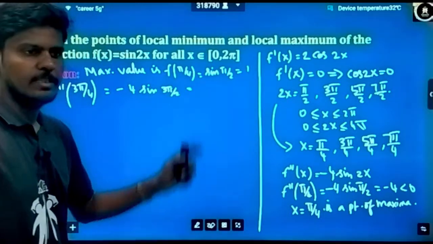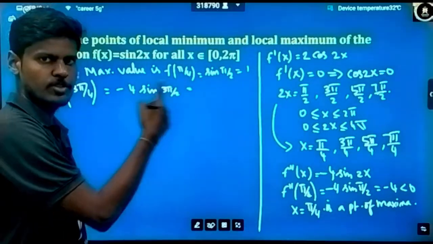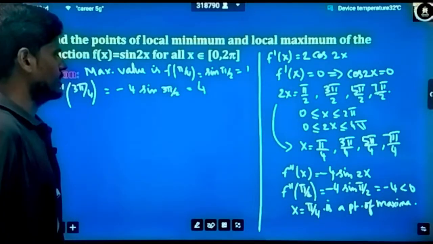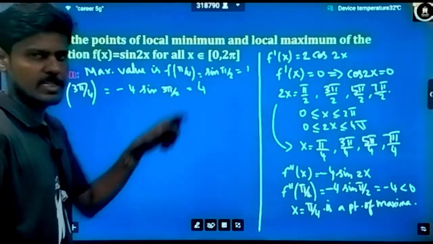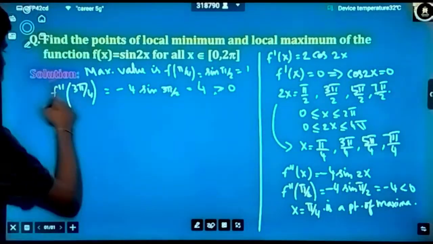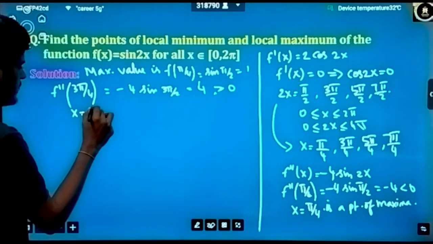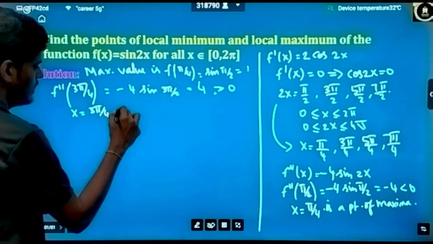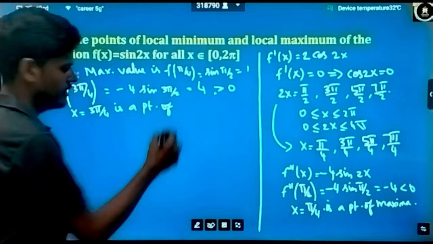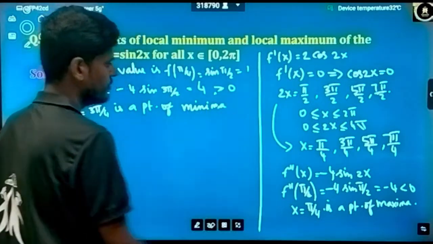So minus 4 sine 3 pi by 2, sine 270 is minus 1. So this value is 4. Clear now students? And f double dash at 3 pi by 4 is greater than 0. That means when f double dash is greater than 0, then x equal to 3 pi by 4 is a point of minimum.